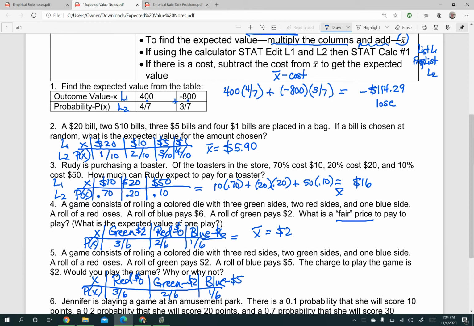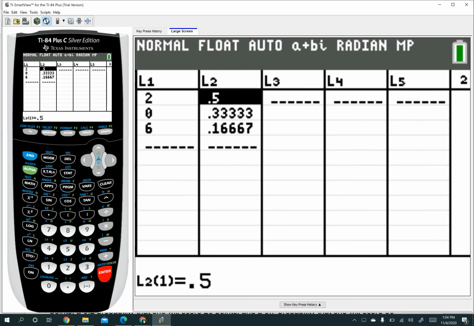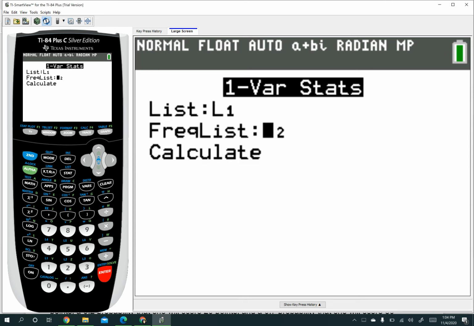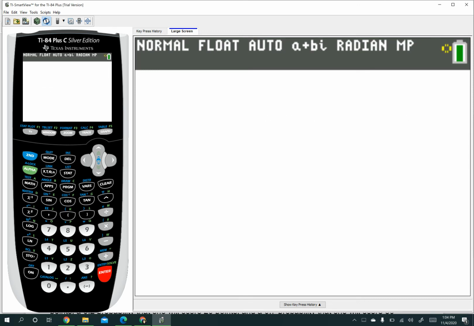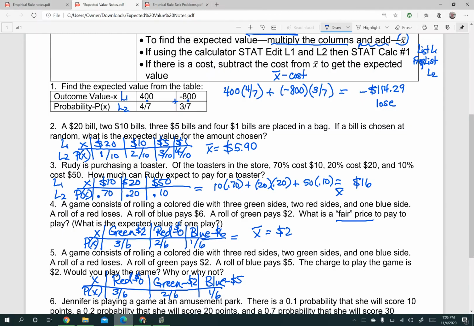So since we already have this in our calculator, let's just change our dollar amounts. So we already have the 3, 6, 2, 6, 1, 6. So now our dollar amounts are 0, 2, and 5. So when we stat calc this, it says that the expected value for this game is, your mean is $1.50. So this is what is expected that you would win.